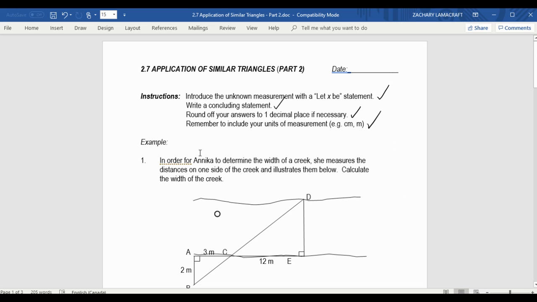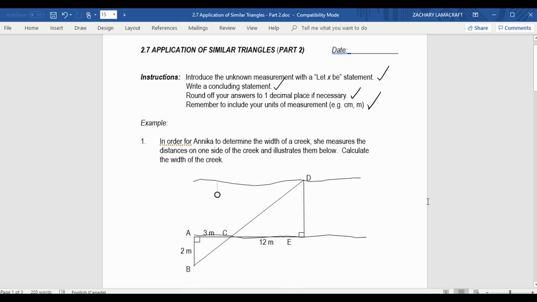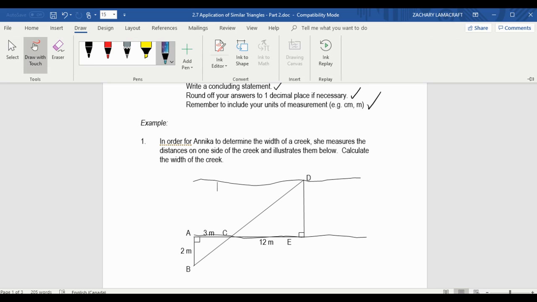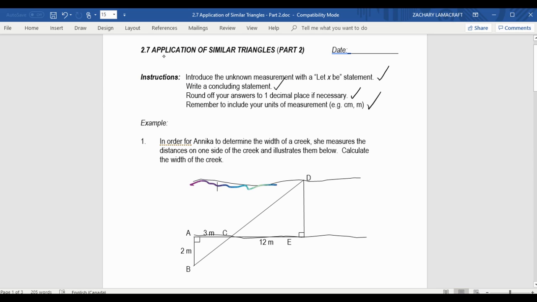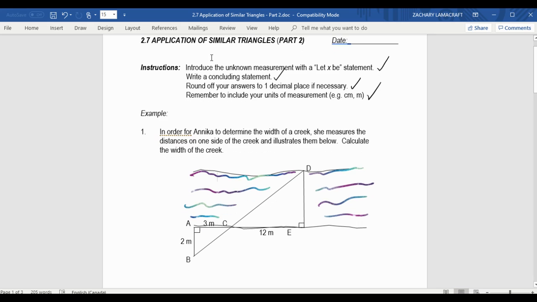So in order, the example we have is: in order for Annika to determine the width of a creek, she measures the distances on one side of the creek and illustrates them below. Okay, calculate the width of the creek. You're probably looking at this going, oh my goodness, I don't really know what's going on. So I'll try and outline it a little better. So this right here is the creek, okay? So that is the creek, all right?